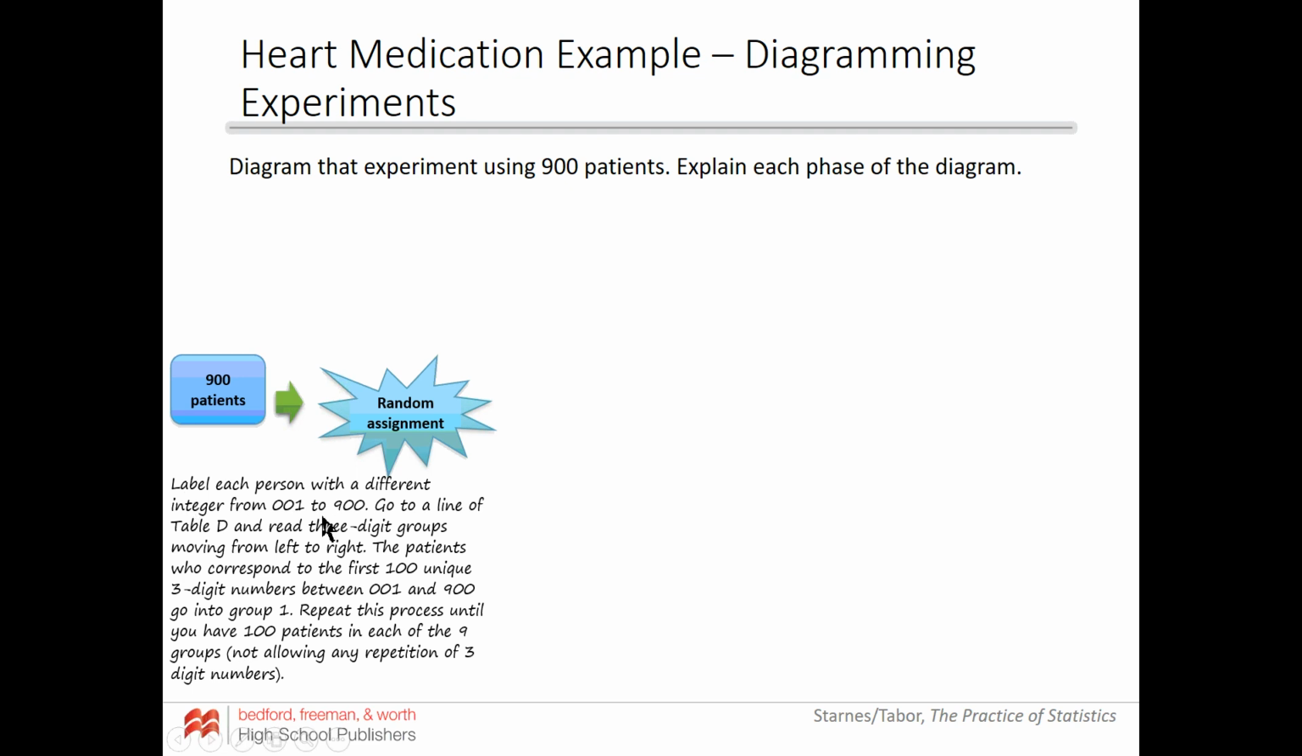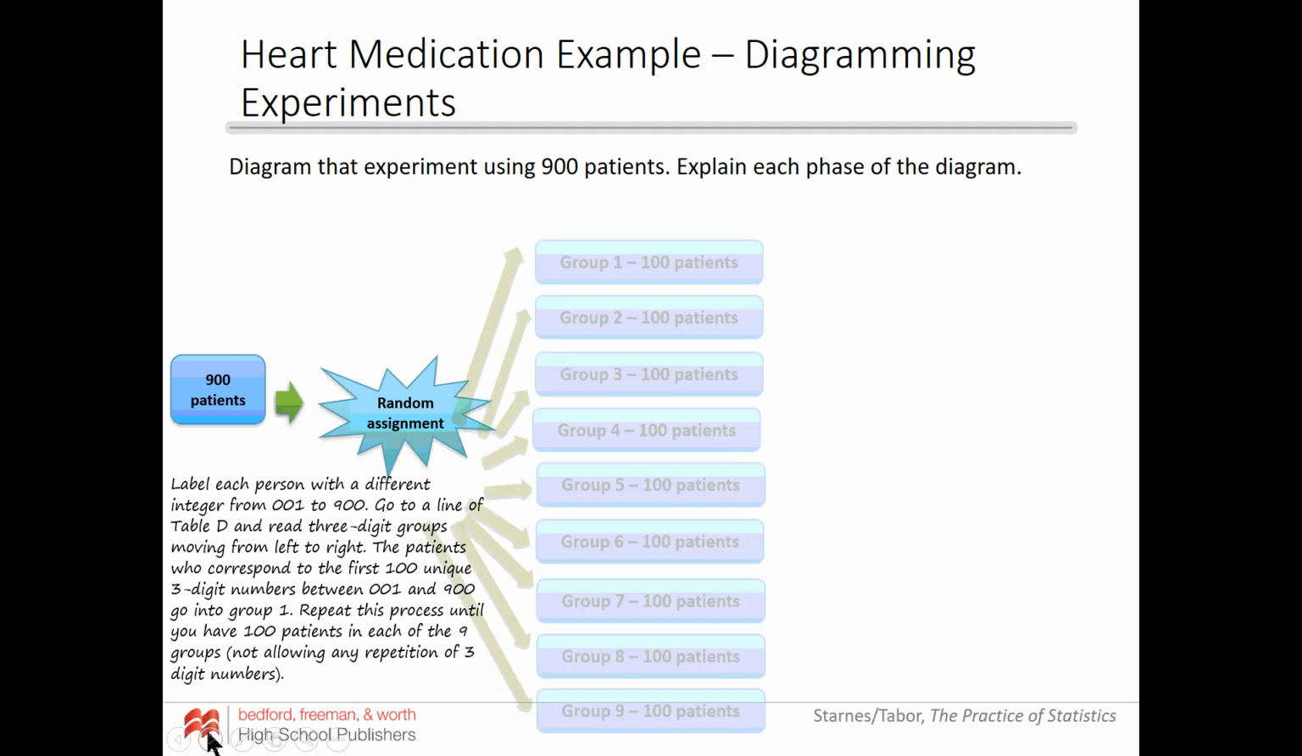So we label each person with a different integer from 001 to 900. You could say a different three-digit number. Go to a line of table D, read 3-digit groups moving from left to right. The patients who correspond to the first 100 unique 3-digit numbers between 001 and 900 are going to go into group 1. So then I'm going to repeat that process until I have 100 patients in each of the 9 groups, and I'm not allowing for any repetition of the 3-digit numbers. So in other words, I'm throwing out repeats. All right? So that's my explanation of my random assignment.